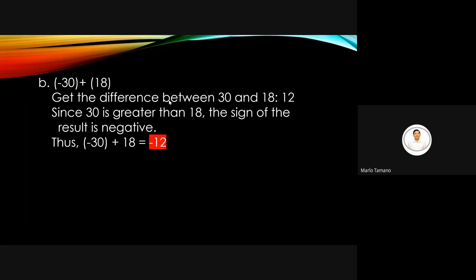So, get the difference between 30 and 18, then that is 12. Again, 30 minus 18 is 12. Then follow the sign of the greater absolute value. Naintindihan? So since 30 is greater than 18, the sign of the result is negative. Thus, negative 30 plus 18 is negative 12. Alam ko naintindihan na ninyo. Lalo na kung nanood kayo dun sa ating video lesson.